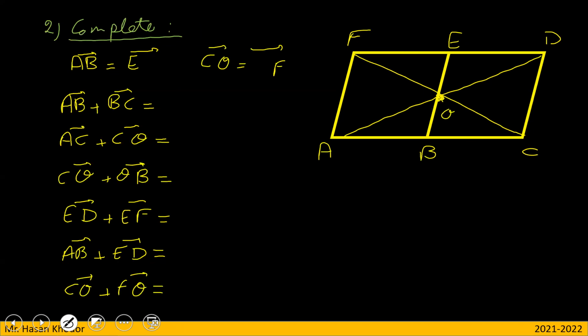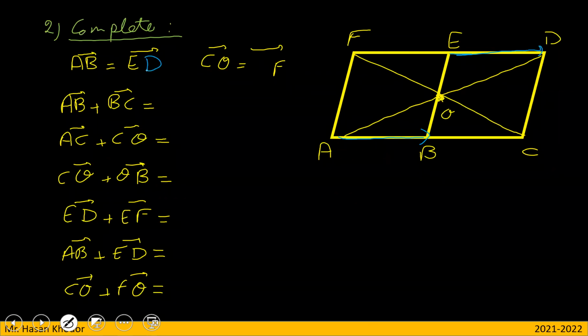Okay. Part two. Complete by the suitable answer. AB equals vector E what? AD. Exactly. We move with the same sense, same direction, and same magnitude, and we get ED.